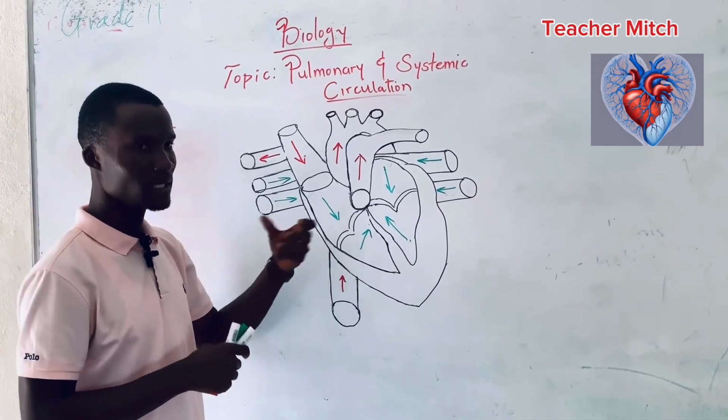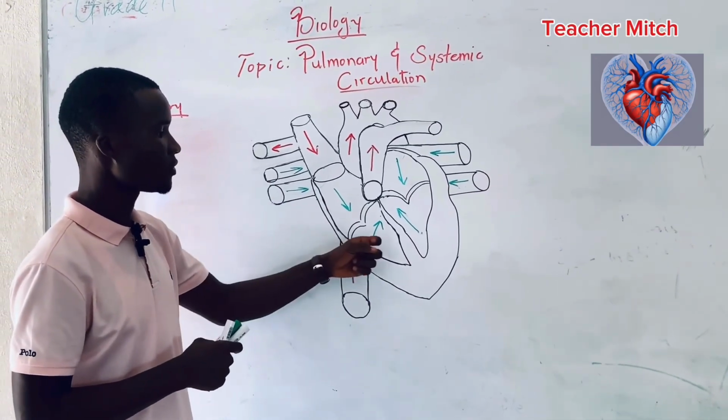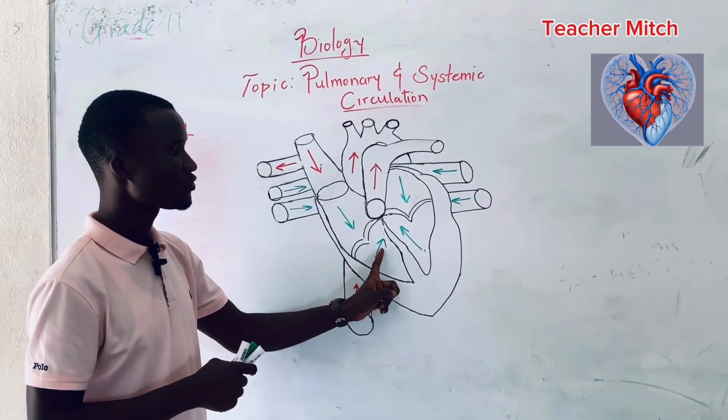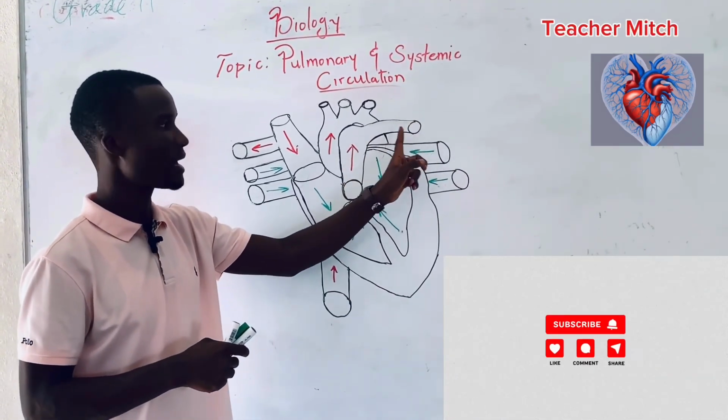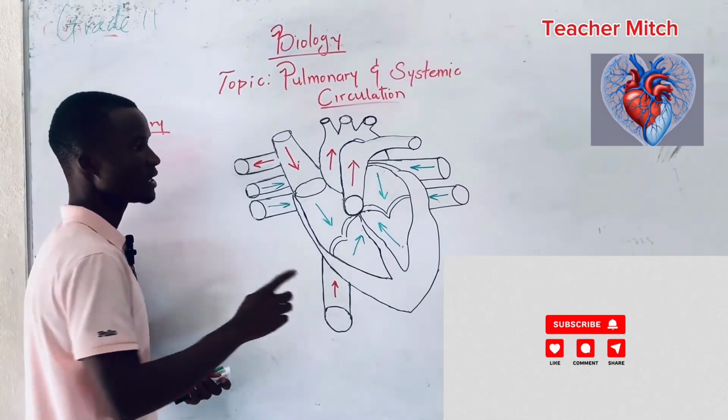So when the deoxygenated blood enters the right ventricle, it then passes into the pulmonary artery. So we have two pulmonary arteries.